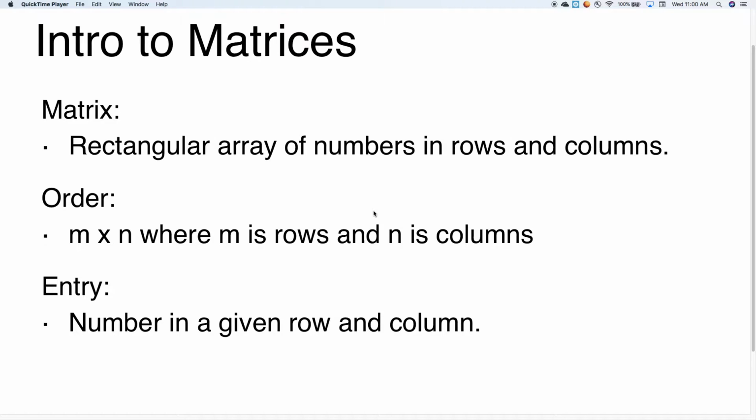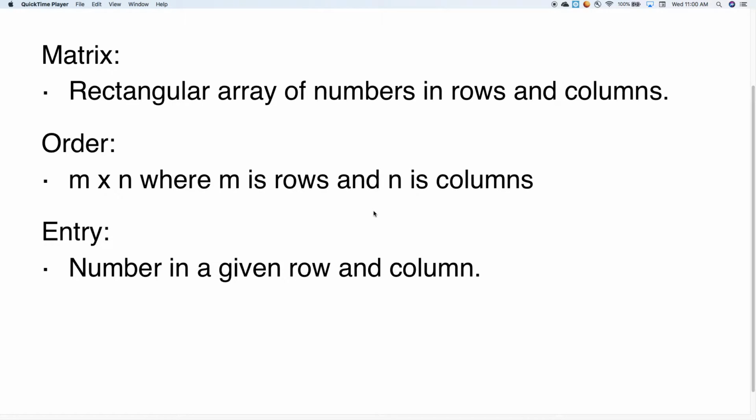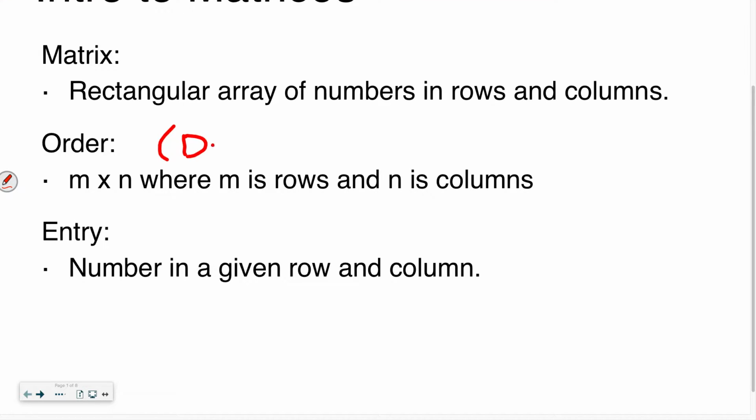Every matrix has something called an order. And order, another word that I often use and interchange with order is the word dimension. And we list dimensions like m by n, where m is always the number of rows and n is always the number of columns. So you might also write down in your notes rows by columns. That's how you label the dimensions or the order of a matrix.